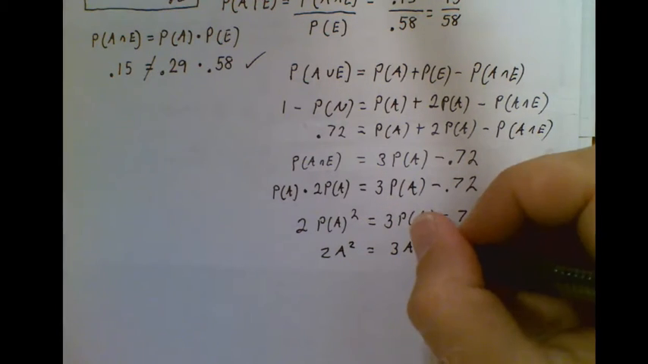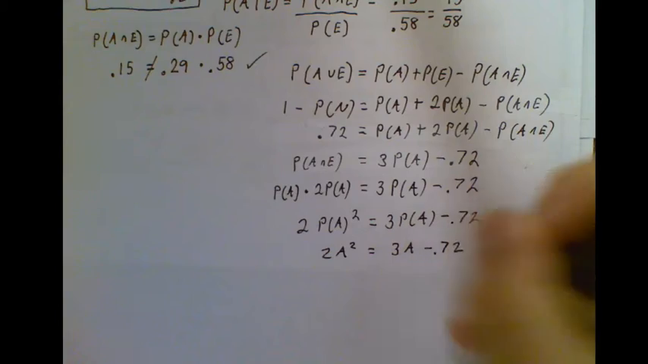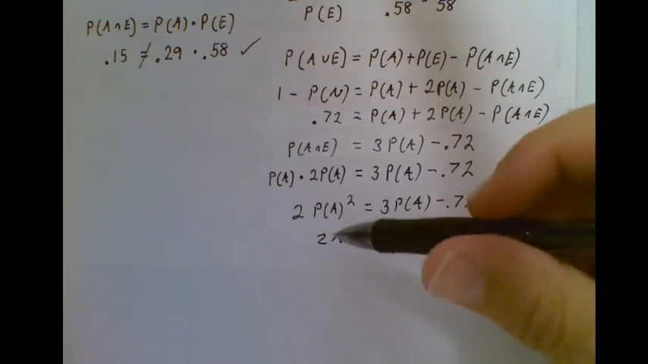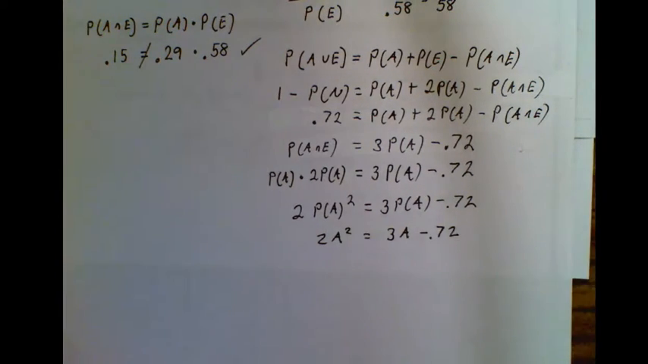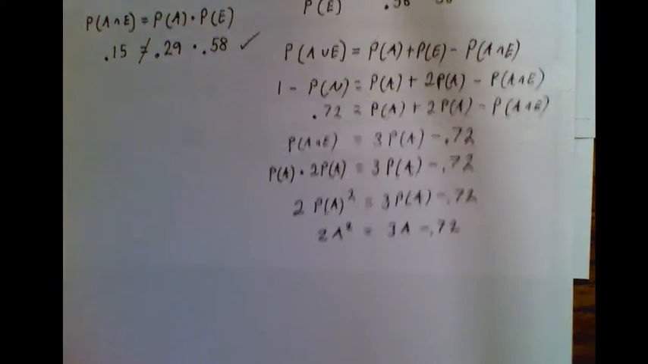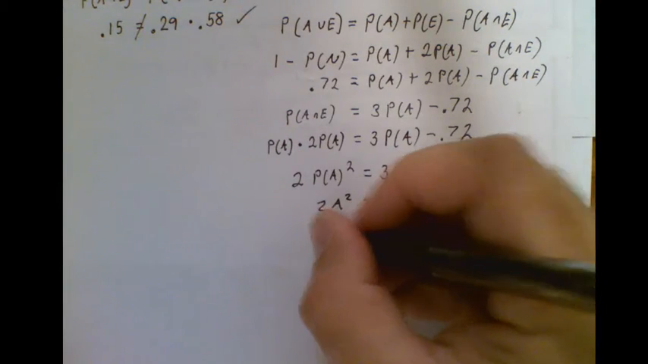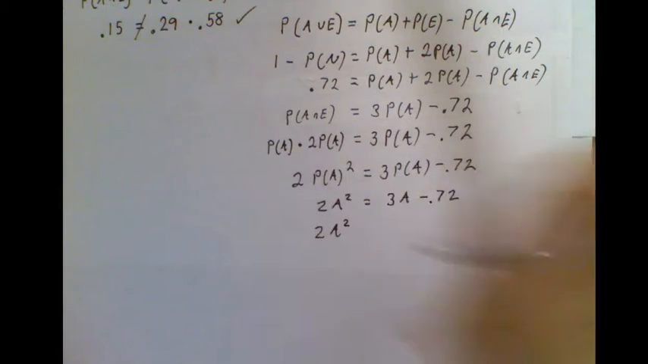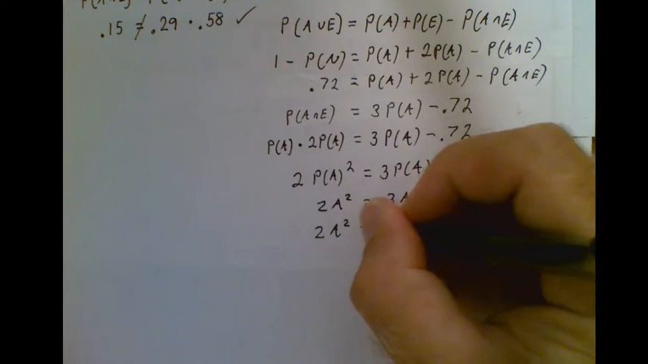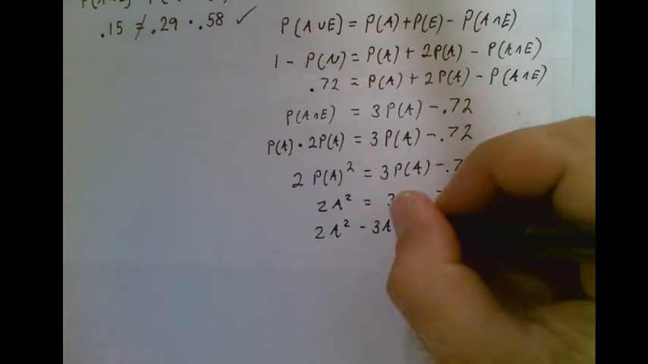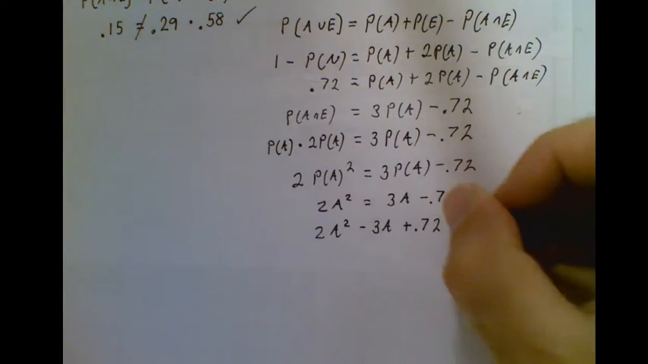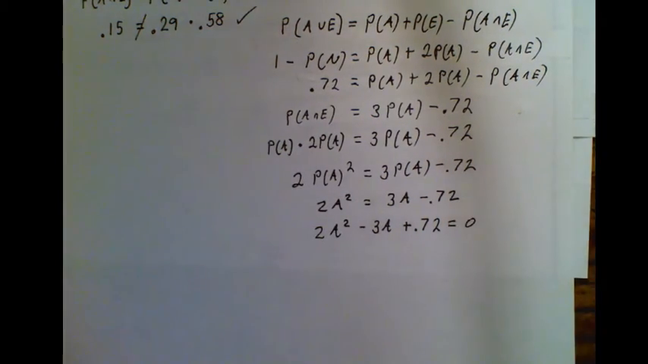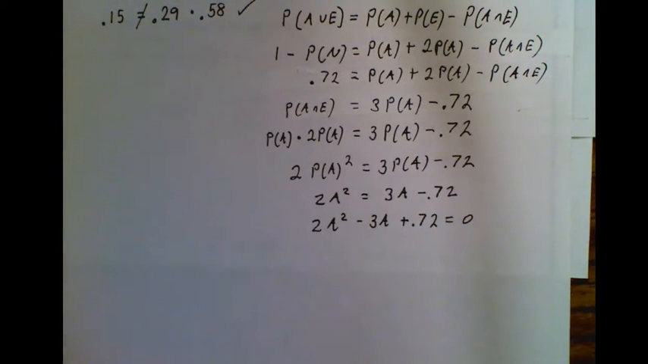3A minus 0.72. So now you would maybe recognize this as a quadratic equation, and you would solve this like any other quadratic. We would get everything onto one side so that it equals 0, and then I could just use any method for solving a quadratic.